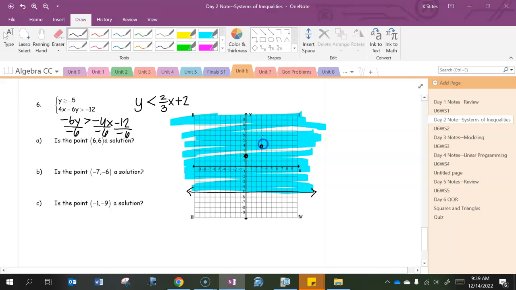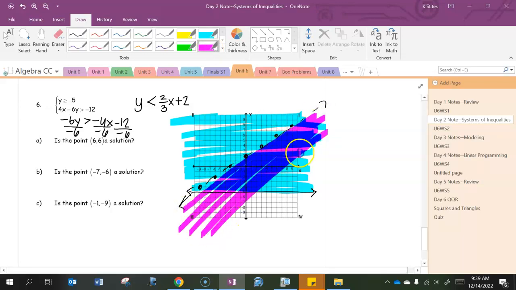Up 2, right 3. Down 2, left 3. And we're going to have a dotted line because it doesn't have the equal to. This is a less than, so again, we're going to shade below, and you should see you kind of form this little triangle in the middle that is being shaded dark blue for me.